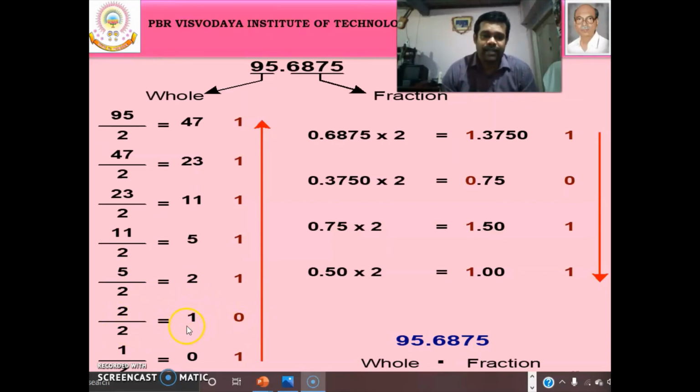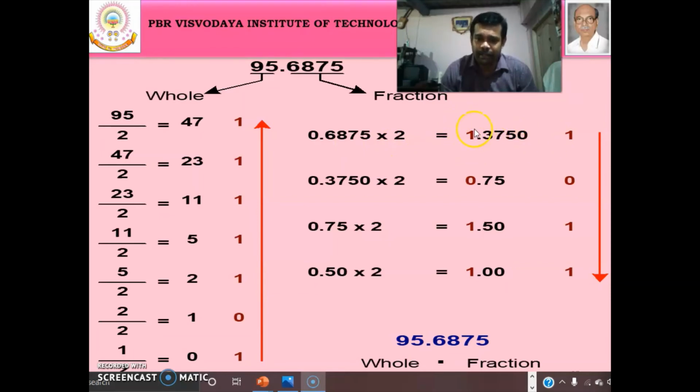If you again divide this 1 by 2, you will be getting quotient as 0. So we are stopping at this point and what you are getting is 1, 0, 1, 1, 1, 1, 1. Now you come to the fraction part. This fraction part you are having 0.6875. So first what we are doing is multiplying this 0.6875 by 2. So we are getting 1.3750.